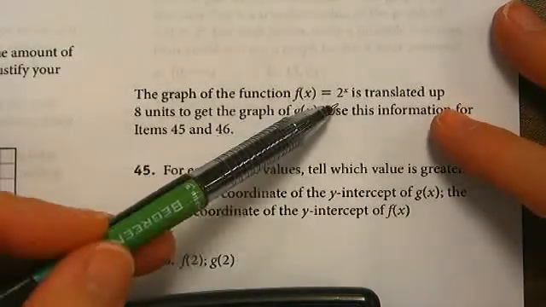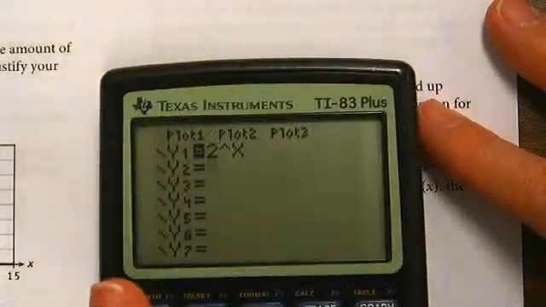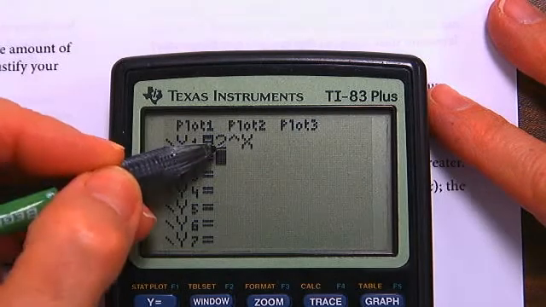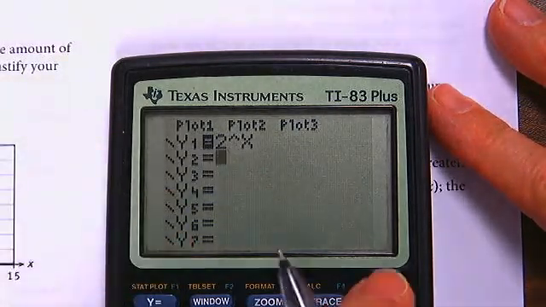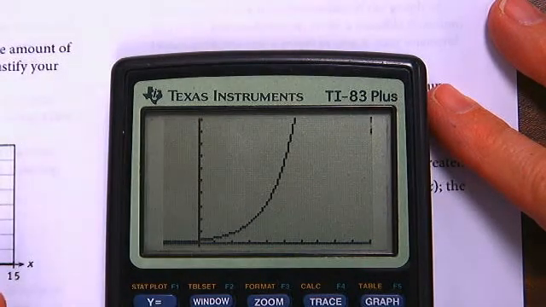F of x is 2 to the power of x. We write that y equals 2 to the exponent of x. What does that graph look like? That graph looks just like that.